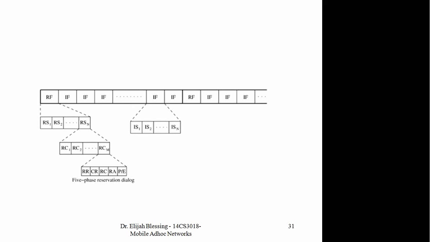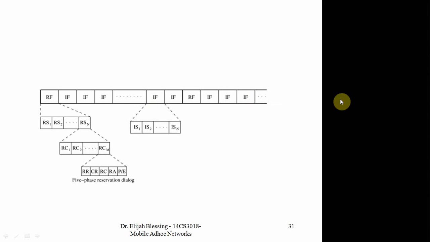Clear? Now in this particular slide we find one RF frame followed by multiple IF frames. Am I right? So that means you are trying to do a reservation, and when you do a reservation, you are trying to handle it for different frames of different size in terms of information. Then you continue with your RF and then with IF.